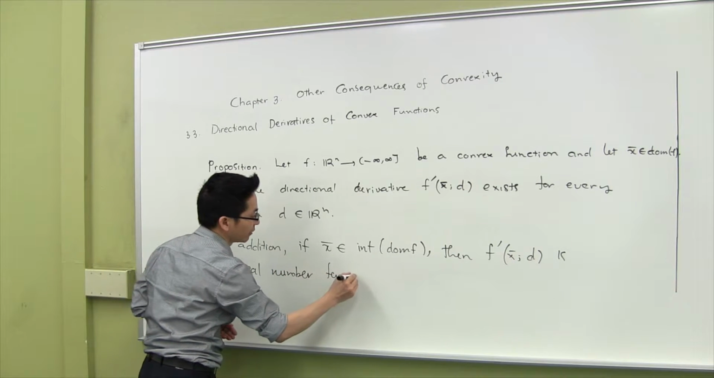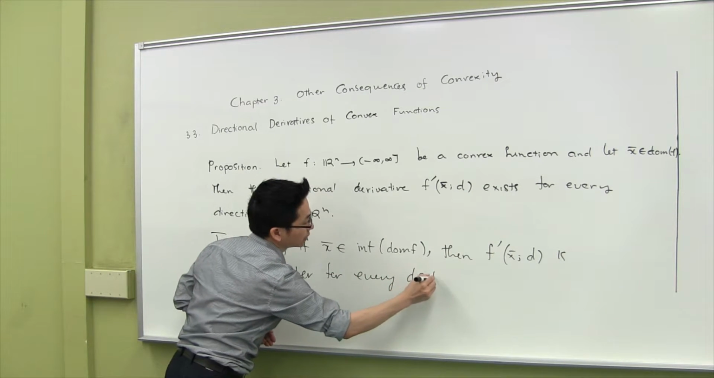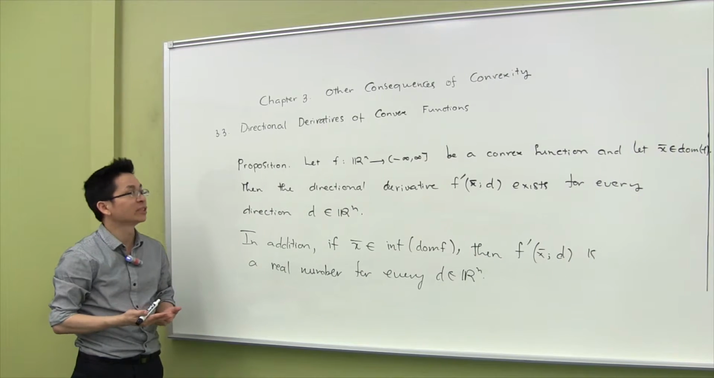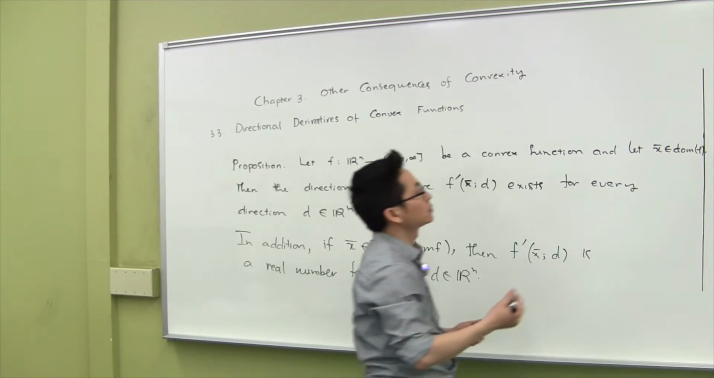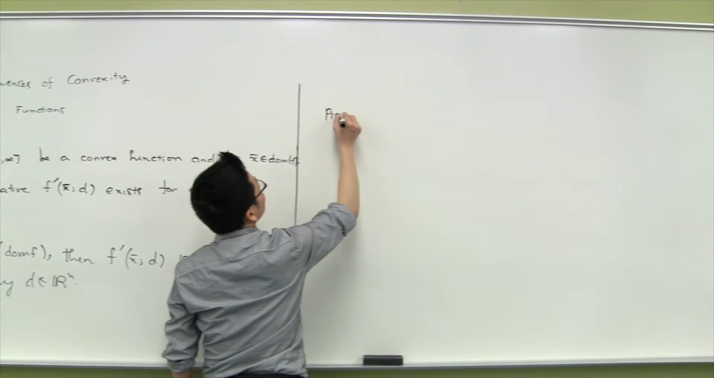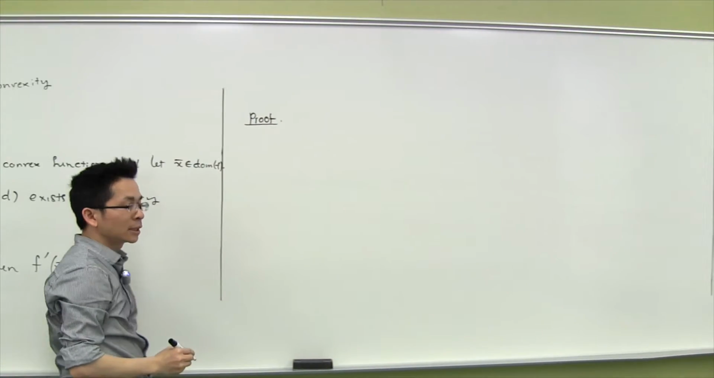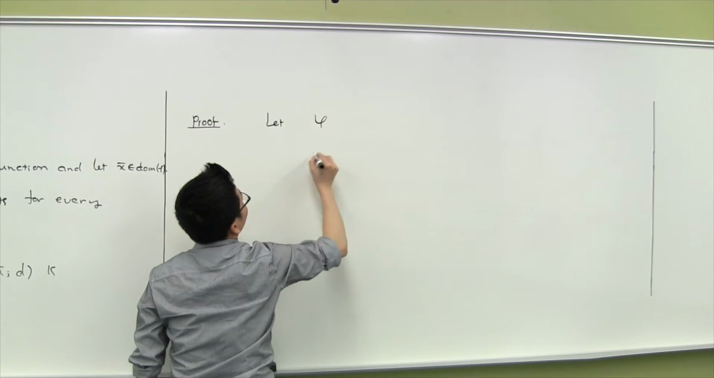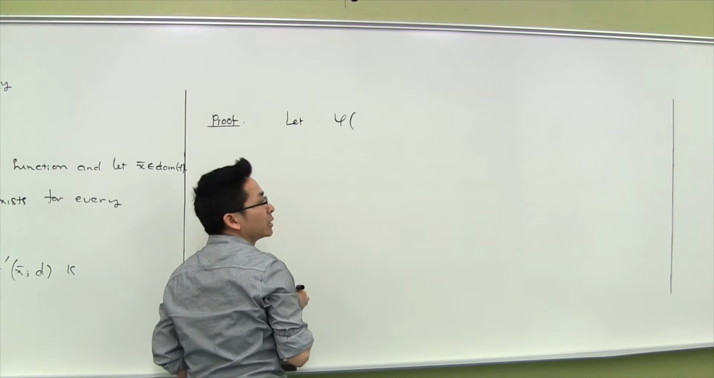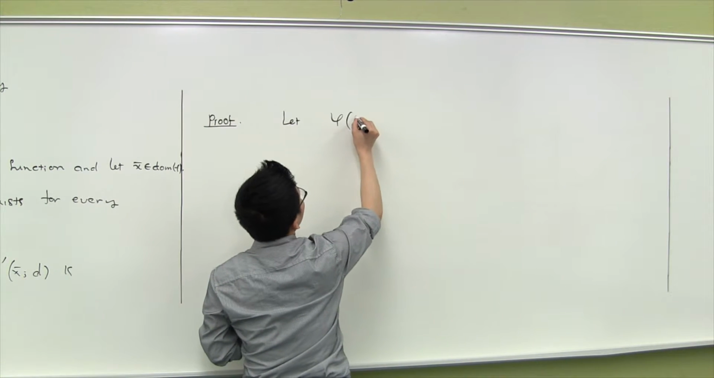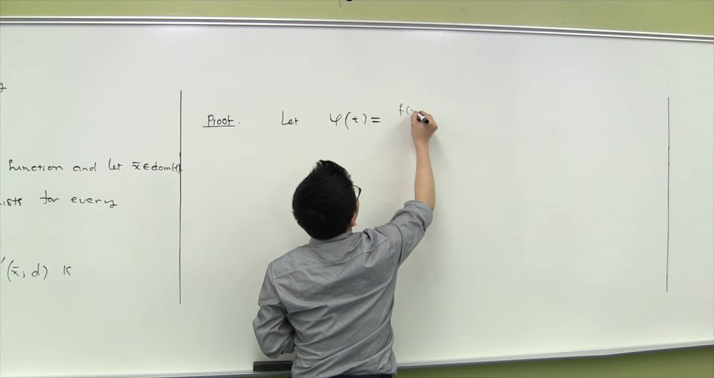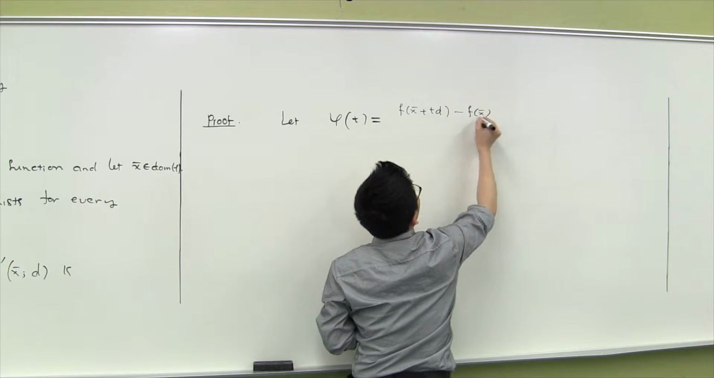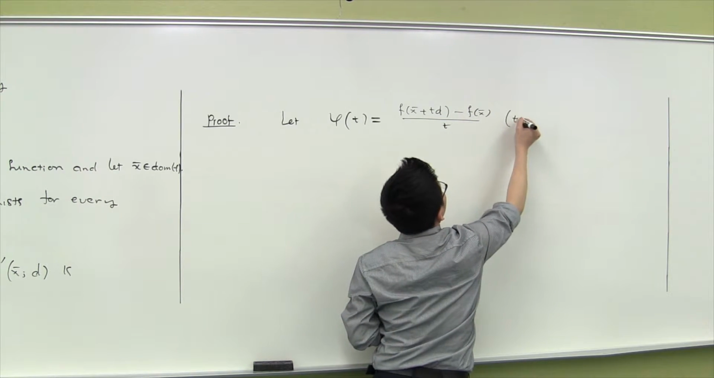For every d in Rn. Okay? So let me give the detailed proof of this proposition. Now, here we use the representation of the function phi given in the previous lemma. So phi of t is equal to f of x bar plus t times d minus f of x bar over t. Okay, and t is positive.